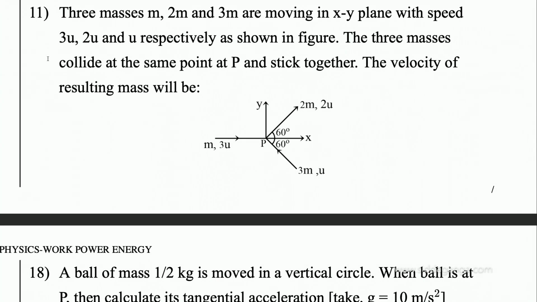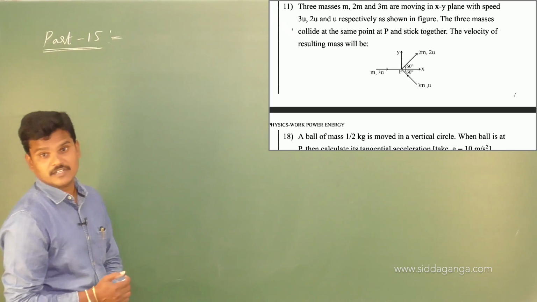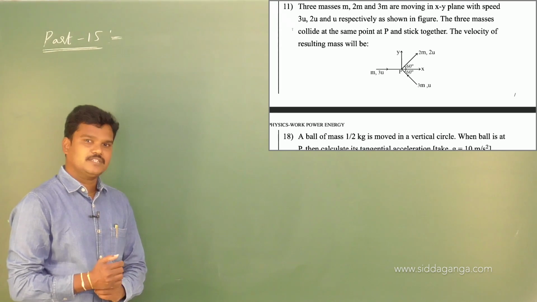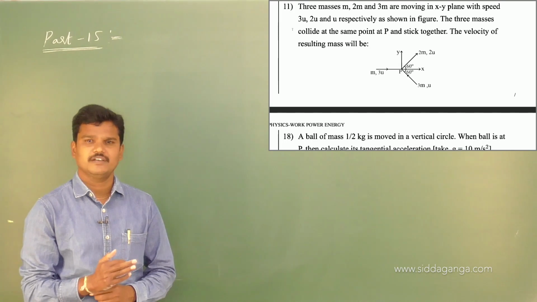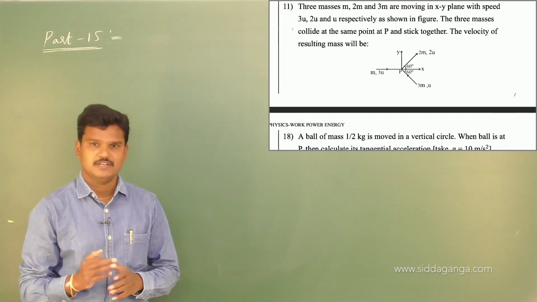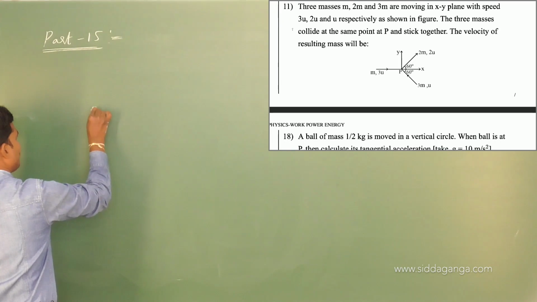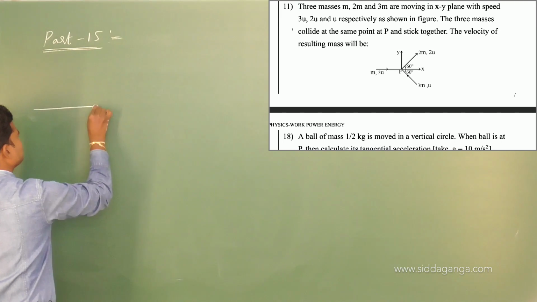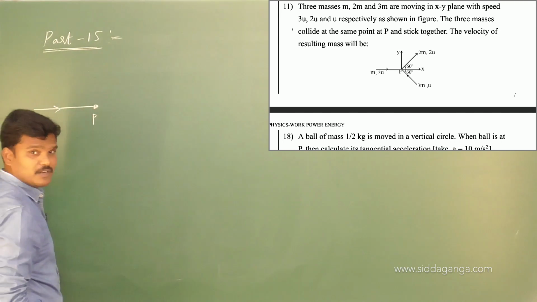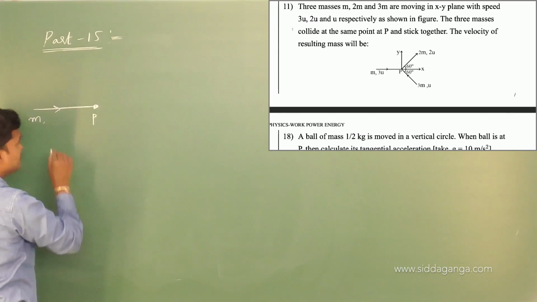The velocity of the resulting mass is asked. See the actual diagram, they have given some arrow marks a little different, but actually all the 3 particles have to collide at P, which means the arrow mark should be along the direction of P. This is the point P, one particle is moving towards P, so give the arrow mark like this. What is the mass of the particle? M. What is the speed? It is 3 times u.